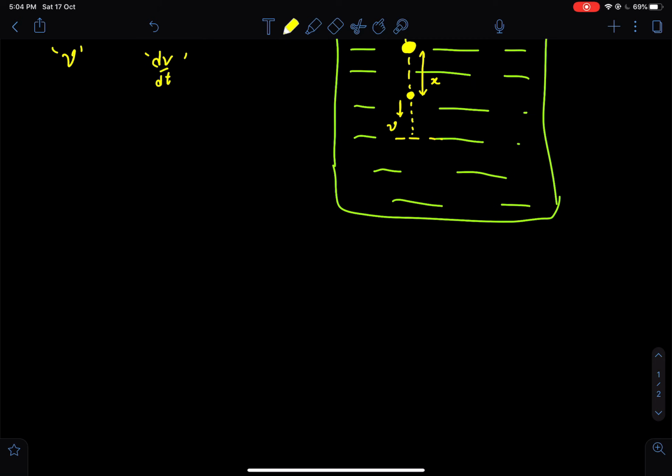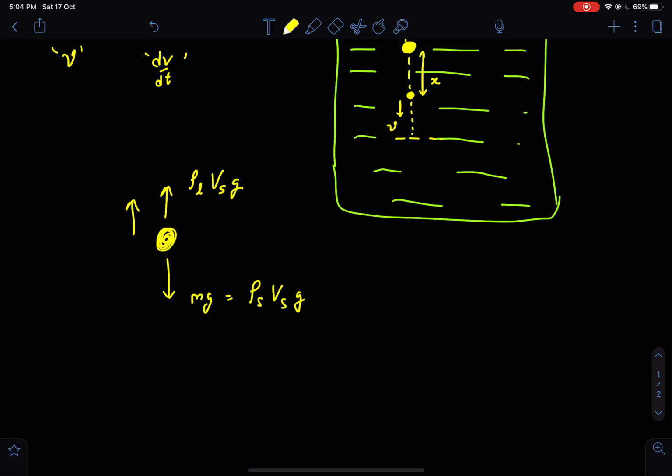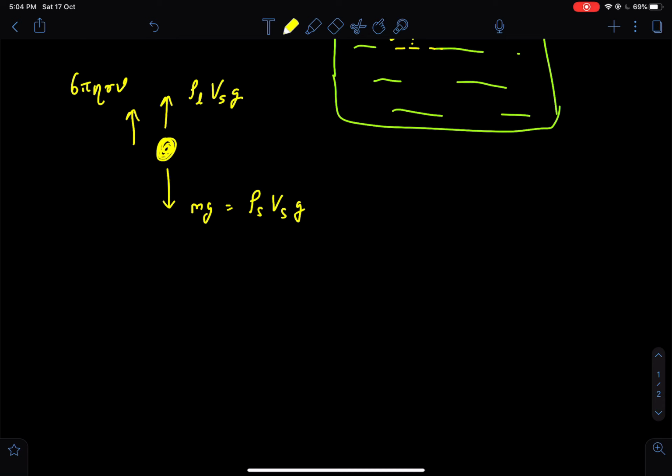Alright, so let's draw its free body diagram. It consists of the buoyant force, which is density of liquid into volume of solid into g, the gravitational force mg, which is density of solid into volume of solid into g, and then there is a drag force of 6 pi eta r v. When the forces have not yet balanced, the downward force is still larger than the upward force because it is creating acceleration. So the net force is rho s V s g minus rho l V s g minus 6 pi eta r v.